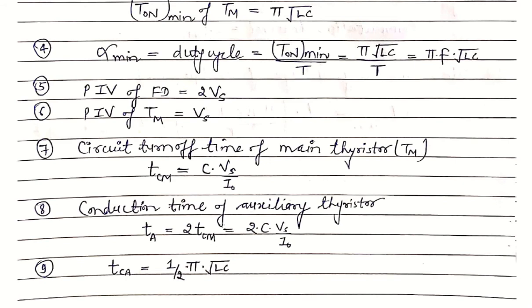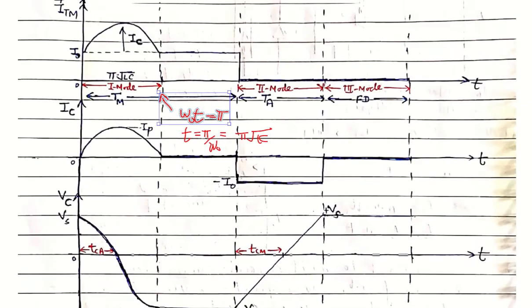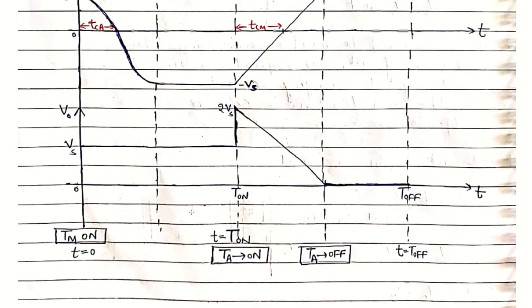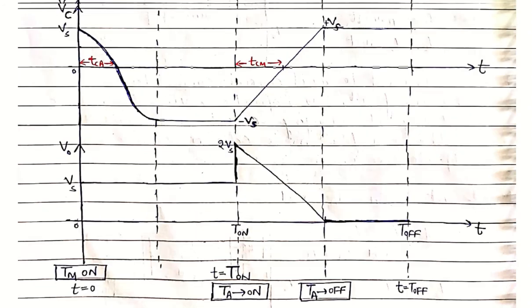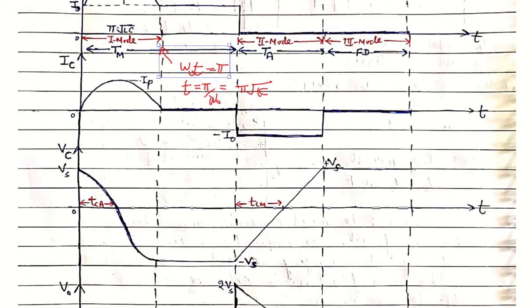What is the conduction time of this auxiliary thyristor? Not the circuit turn off time, only the conduction time of the auxiliary thyristor. That is the time up to which the auxiliary thyristor will be in the on condition, from T on to the end of the second mode. This is the duration for which our auxiliary thyristor will be conducting.